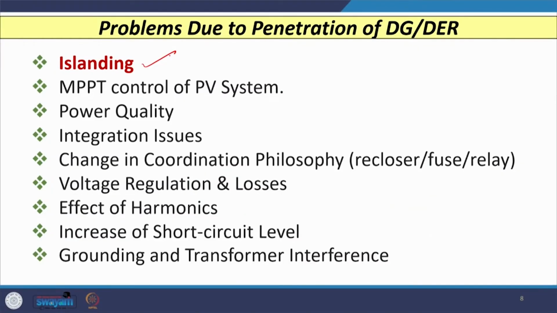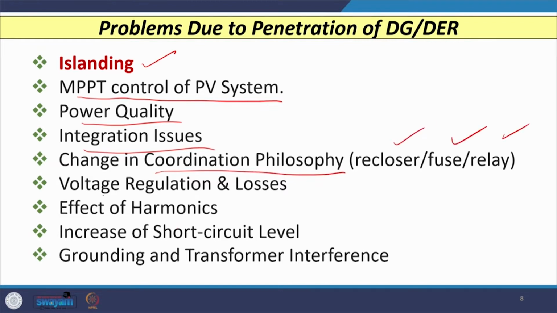Now, when such distributed generators or distributed energy resources are interconnected with our conventional grid, they impose several issues and challenges. These issues are islanding, the maximum power point tracking control of PV or wind systems, power quality issues, and integration issues. There are issues related to coordination among various devices like recloser, fuse, relay, breakers, and voltage regulation and losses. Harmonic effects are also observed.